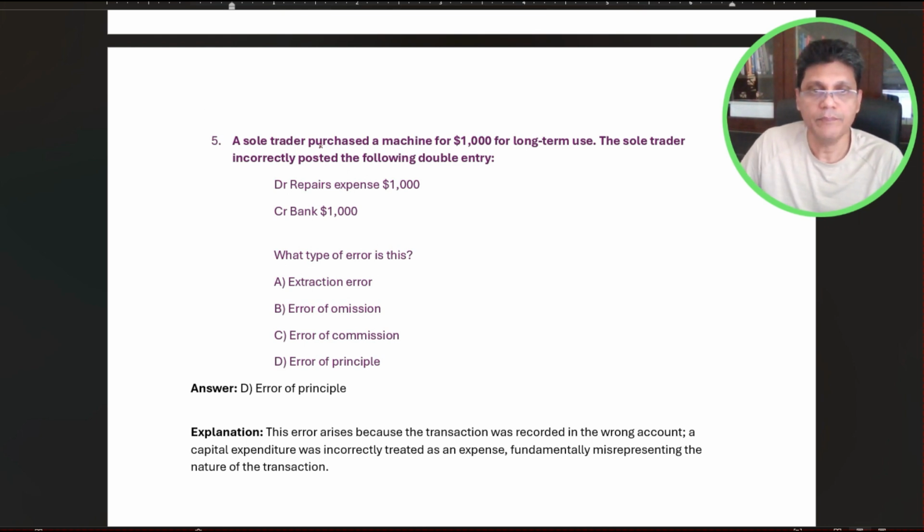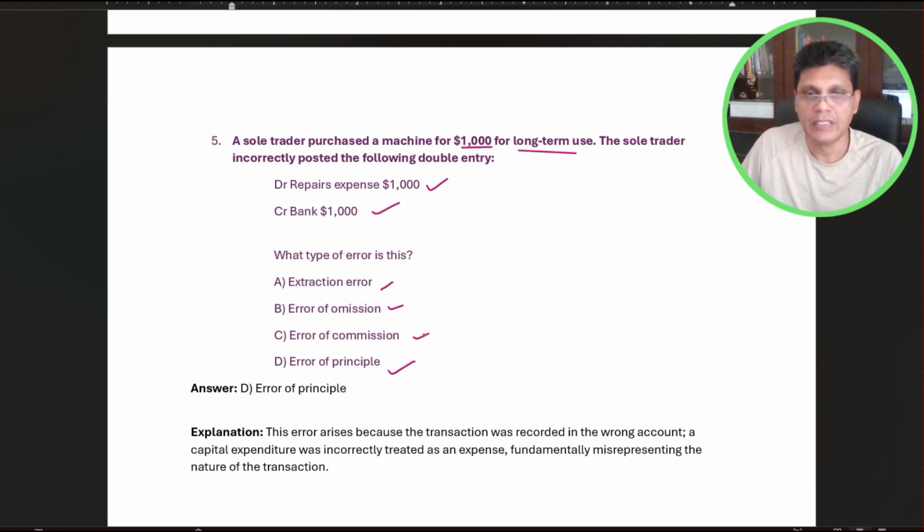A sole trader purchased a machine for 1000 for long-term use. The sole trader incorrectly posted the following double entry: repairs and expense account debit 1000, bank account credit 1000. So what type of error is this? Extraction error, error of omission, error of commission, error of principal.